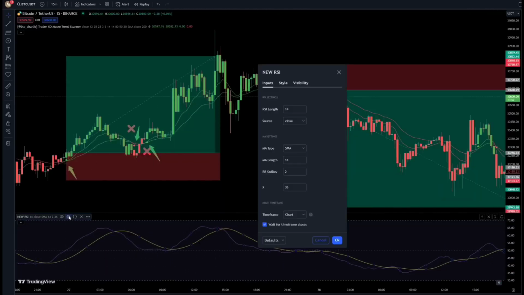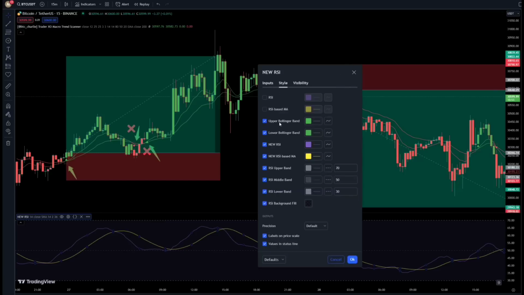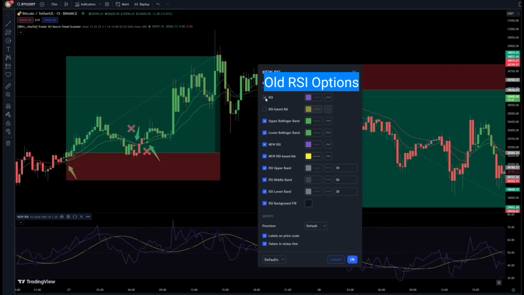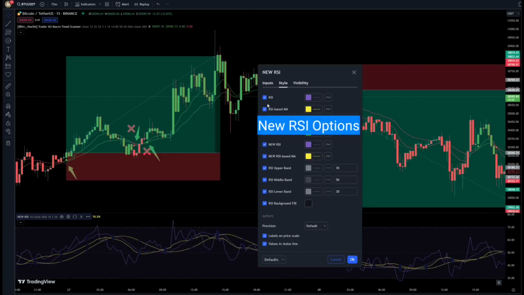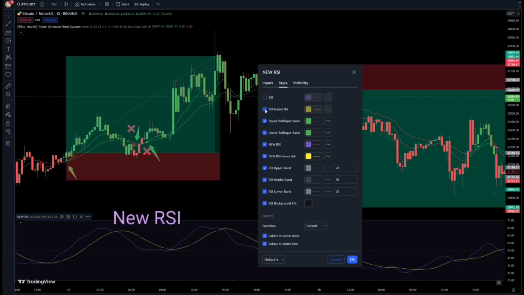Open its settings. If you open the Style section, you will find these two options disabled. These are the old usual RSI graphs. I'm going to enable them, and as you can see, the classic RSI is on the chart. Now I disable new RSI options, so only the old RSI is left. If we enable the new RSI option, advanced RSI will be added and we can disable old RSI.